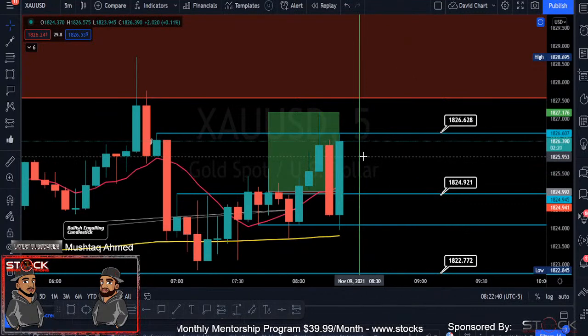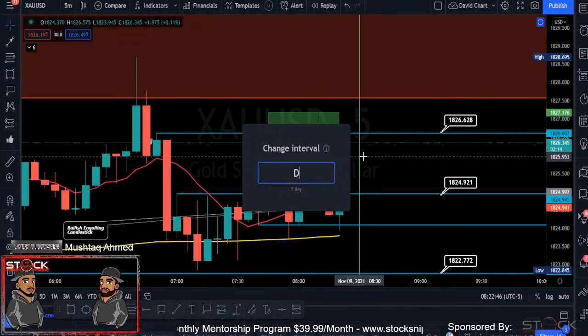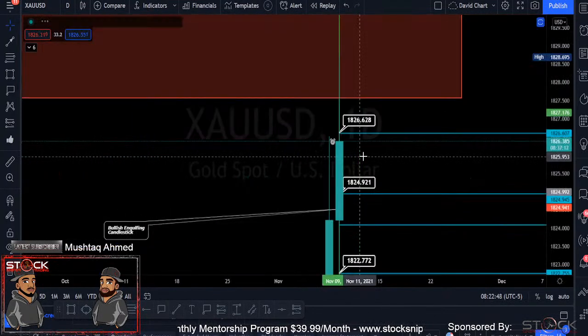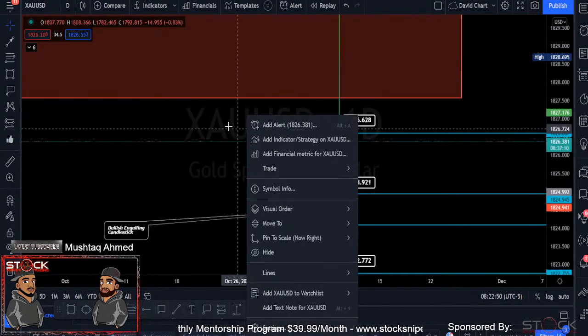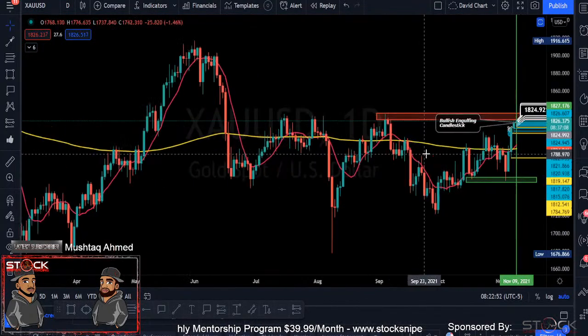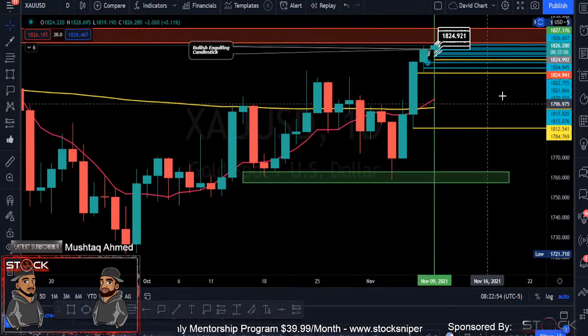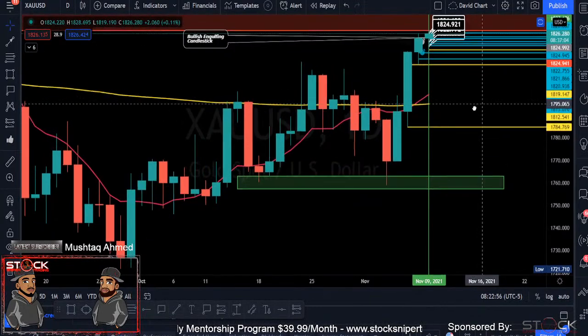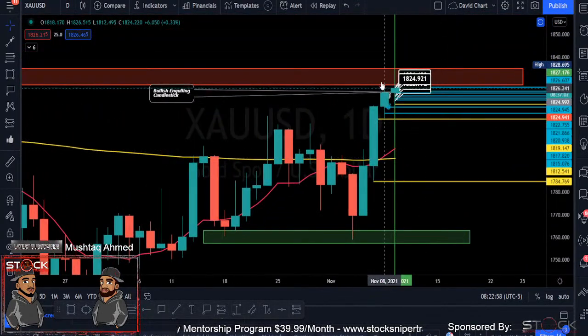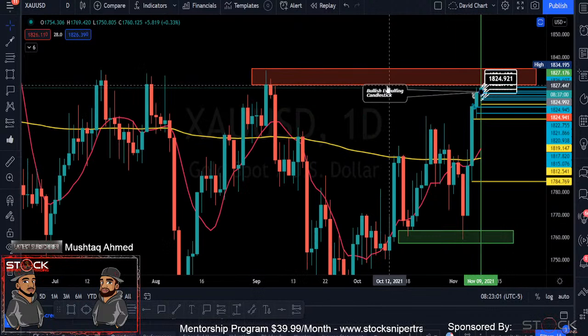So let's just wait and see. Gold is bullish, guys. If we go on the daily, look at gold. Do you guys understand? Gold is very bullish here. You can see if it breaks above here, guys.